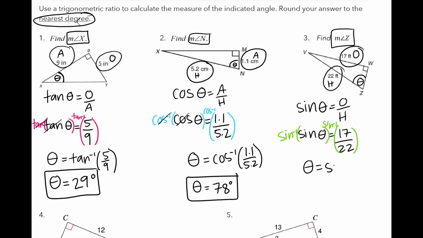So theta is sine inverse of 17 over 22. I'll type that in my calculator. Inverse sine of 17 divided by 22 is 50.599, so that rounds up to approximately 51 degrees.